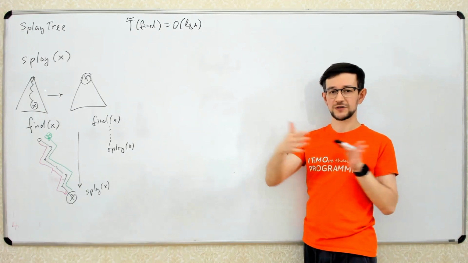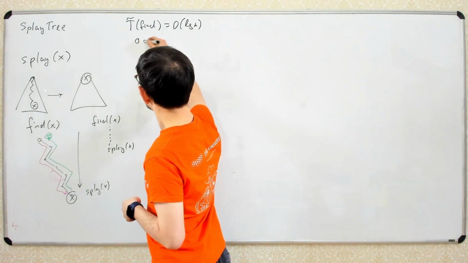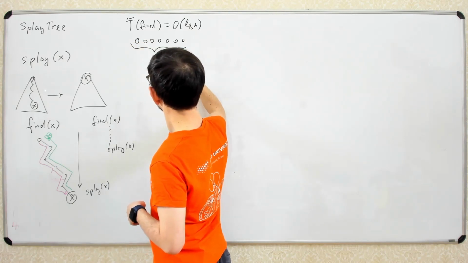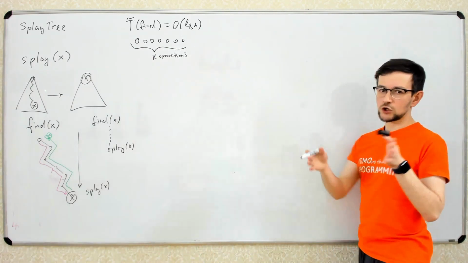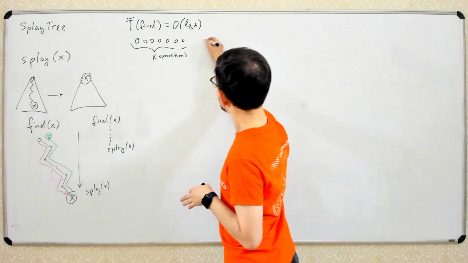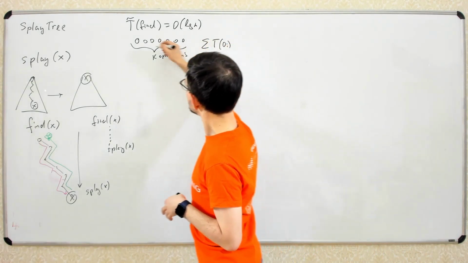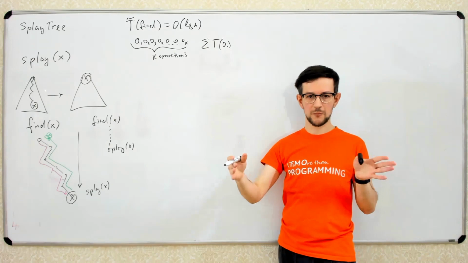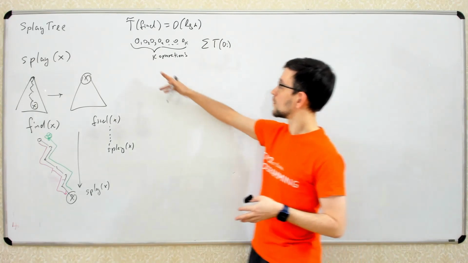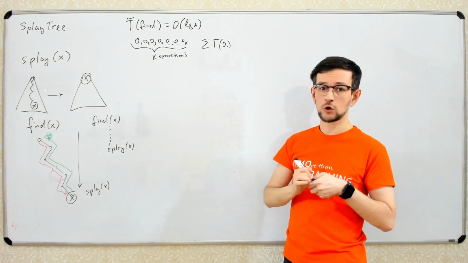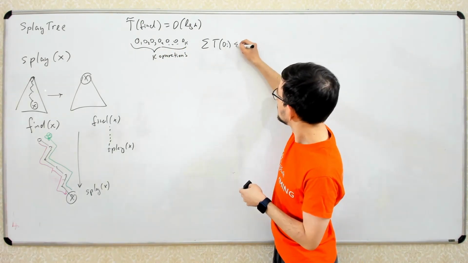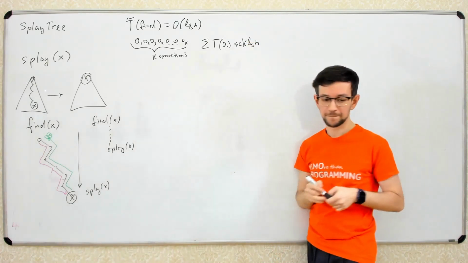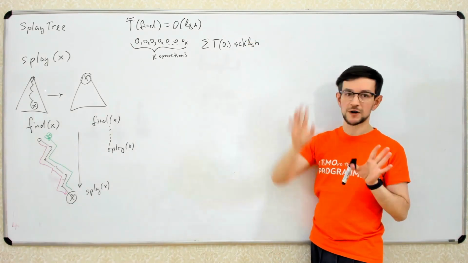Amortized time complexity means if you have a sequence of some k operations, 1, 2, 3, 4, and so on, up to k, in your splay tree, then the total time you spend on this sequence of operations is no more than k log n, up to some constant, let's say. That's what amortized time complexity means.